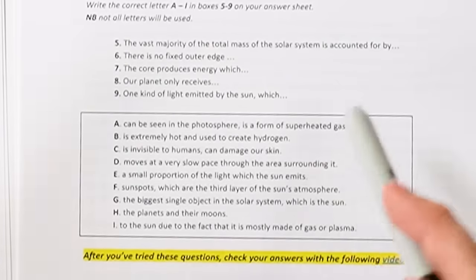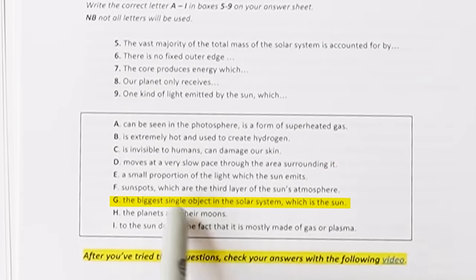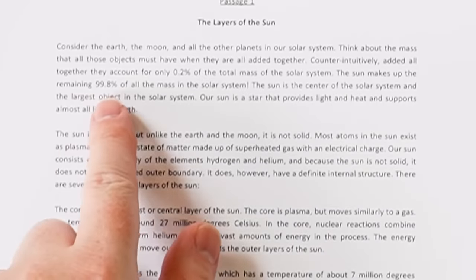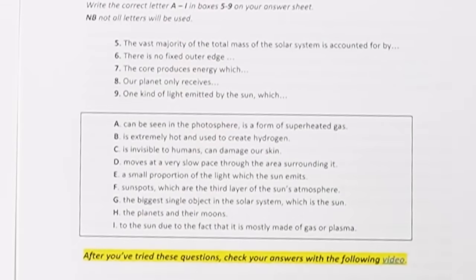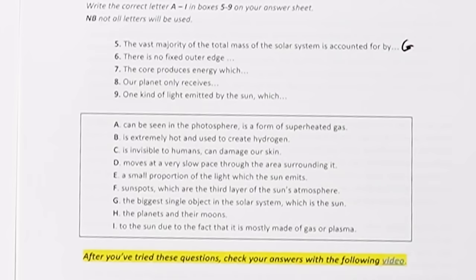So you want to now read that again and think, does that make sense? The vast majority of the total mass of the solar system is accounted for by the biggest single object in the solar system, which is the sun. Go back here. Sun makes up the remaining 99.8% of the mass of the solar system. They match up. I think you can confidently put G there. Okay, and we just repeat that process.